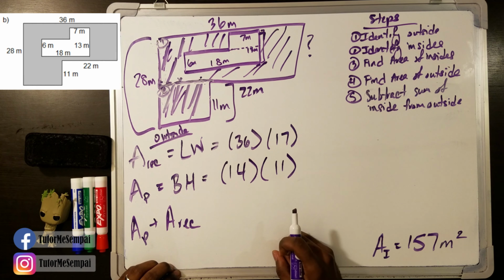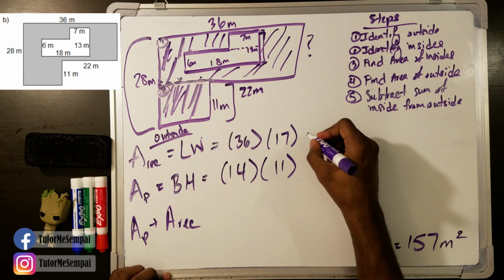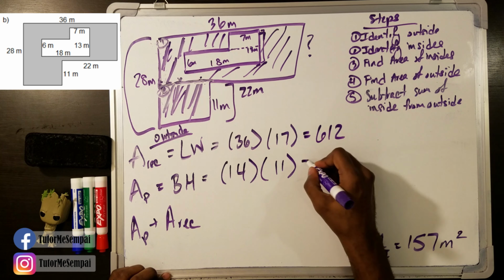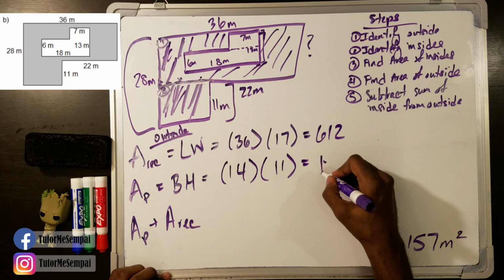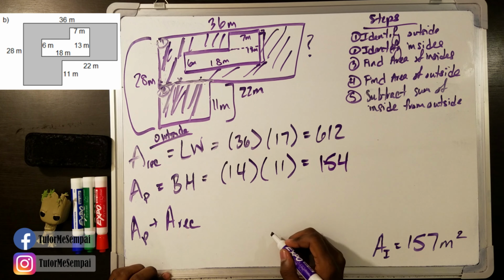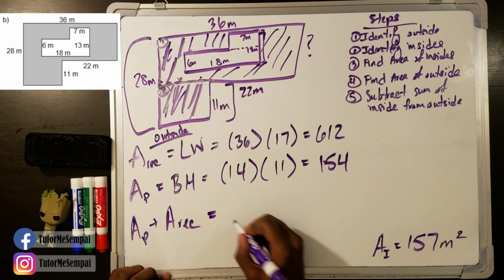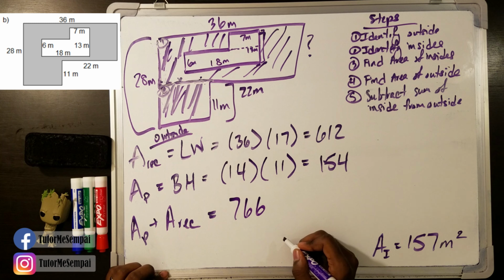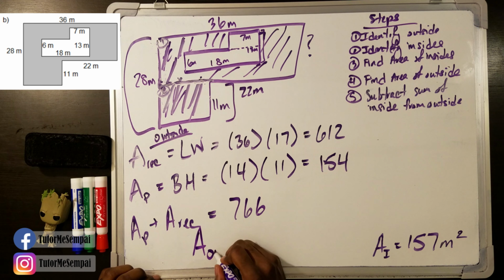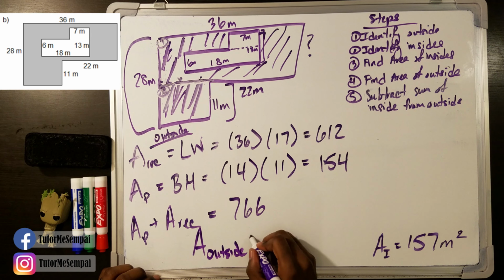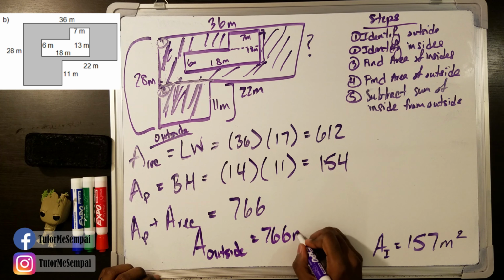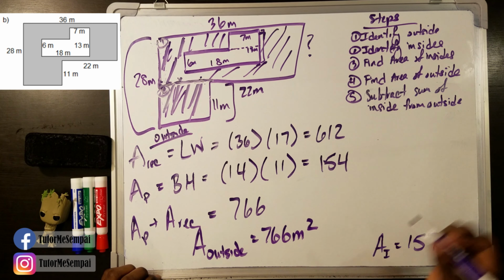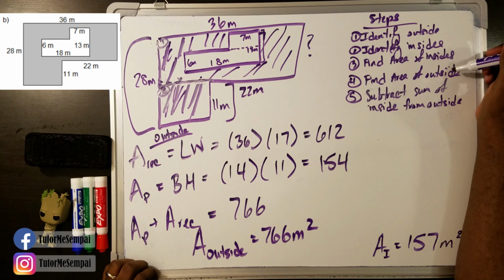So when we multiply all of these, we get 612 and 154. So when we add all of these together, we get 766. So this is our area of our outside. 766 meters squared. So we found the area of our inside and our outside.